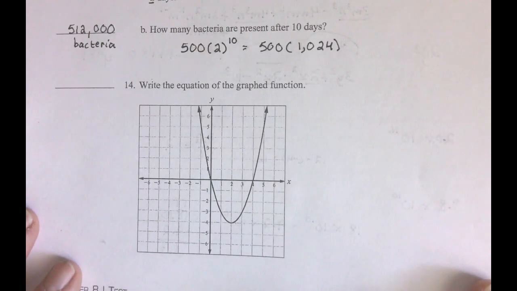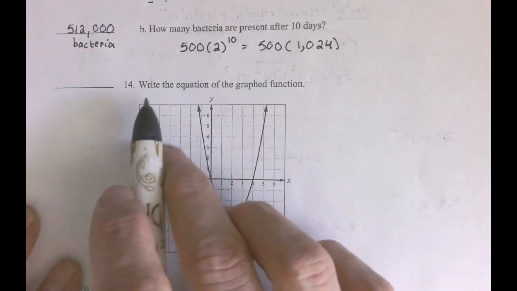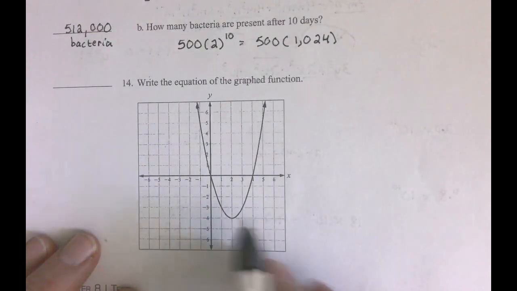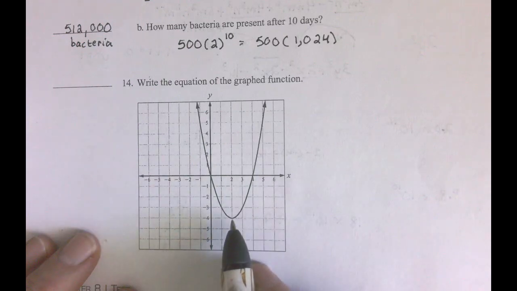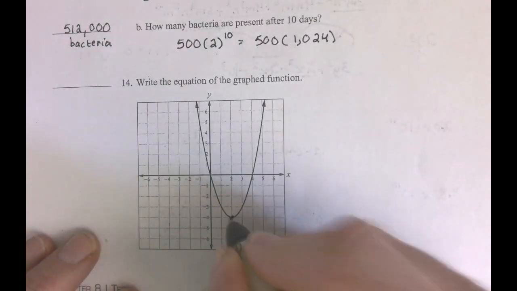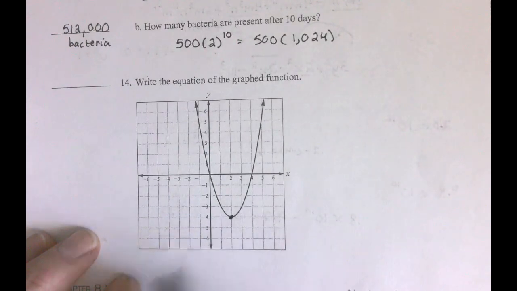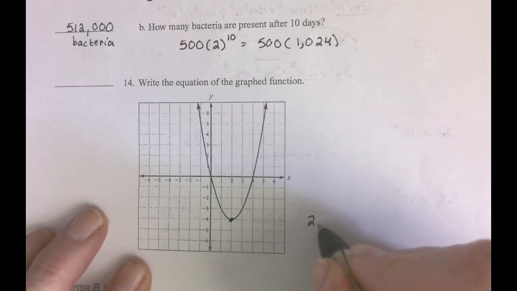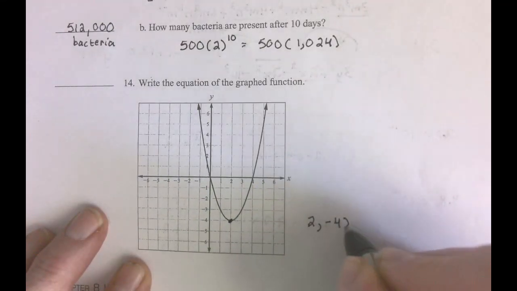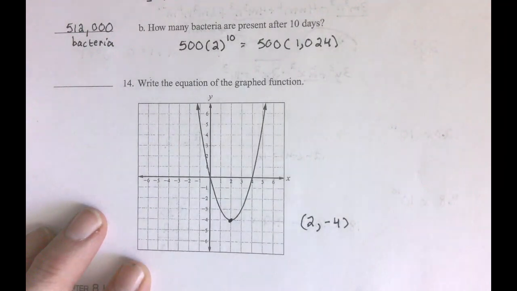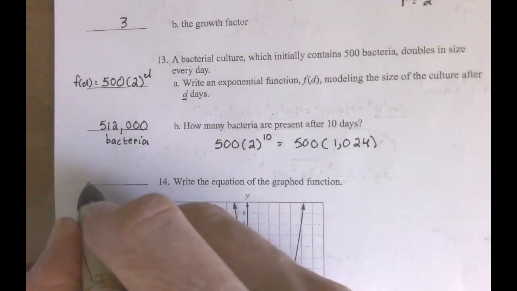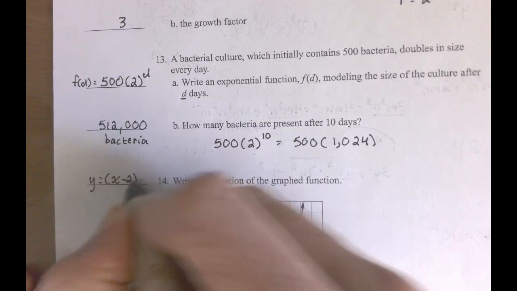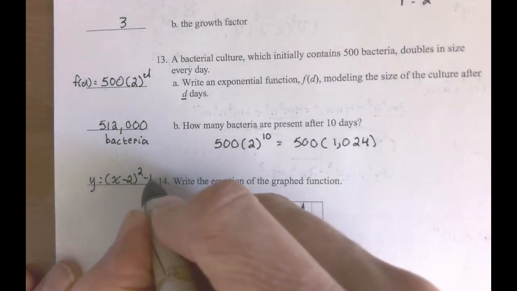Okay. Last problem. We've got a quadratic function here. We've got a parabola. We want to write the equation of the graph function. Okay, what we need to focus on most is this vertex. Where does it bottom out? That's what you want to know. If you have the vertex, you can get the function pretty easily. And this is 2, minus 4. That's the vertex. And if that's the vertex, the function is just going to be y equals x minus 2 squared minus 4.